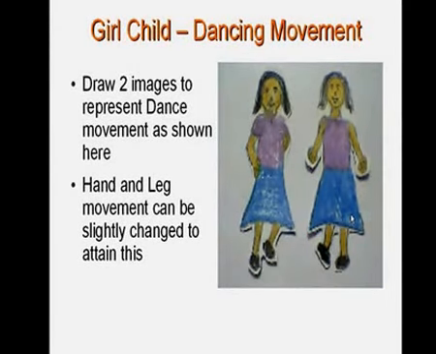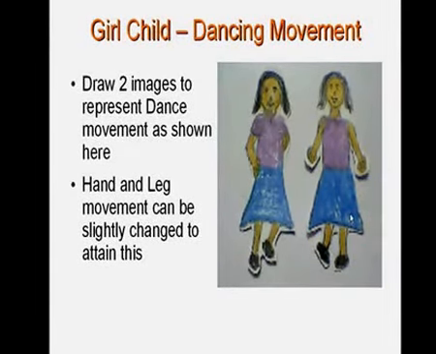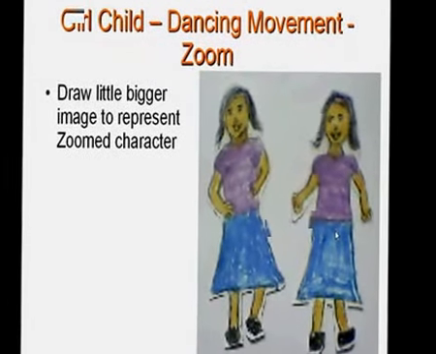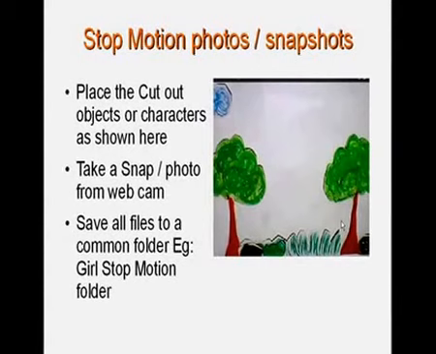This is a dancing movement. In the first character, you can see the hands are behind and the legs like a jumping movement. In the next image you can see the hands coming front and the other leg going up. So when these two images are shuffled or changed, it will show like a dancing movement. This is where we actually start the stop motion animation.